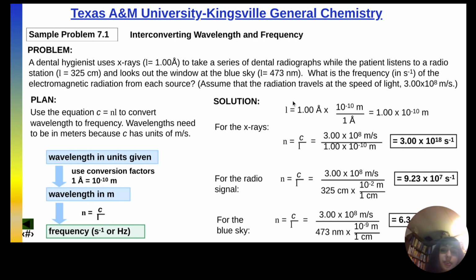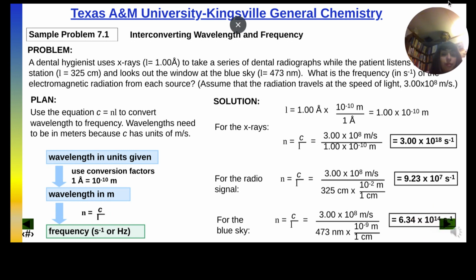So here for the X-rays, we have our λ equals 1.00 Å times 10 to the negative 10 m over 1 Å, which gives us 1.00 times 10 to the negative 10 m. And then we're going to convert that into our frequency, which gives us 3.00 times 10 to the 8th over that wavelength. Once again, we're converting to our frequency, which gives us 9.23 times 10 to the 7th Hz. And then we convert one last time for the blue sky, which gives us 6.34 times 10 to the 14th Hz.